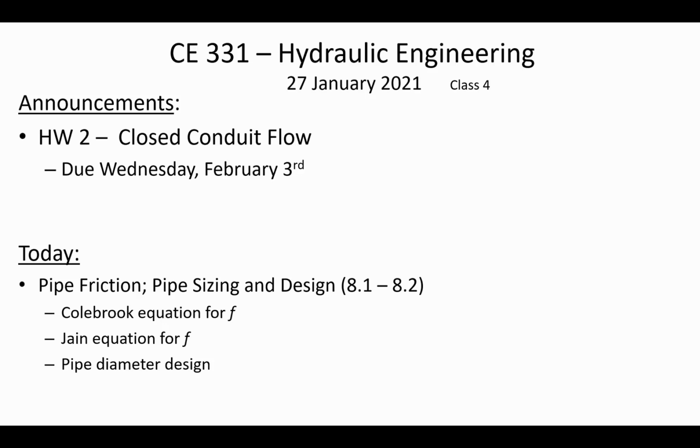Today we're going to be talking about some improved ways of calculating the friction factor F that can give you more precision and are suitable for automation in a way that the Moody diagram is not. And then we'll apply some of those ideas in looking at a formula and method for designing the required diameter of a pipe. So this is in chapter 8 of the textbook. Any questions before we get started?